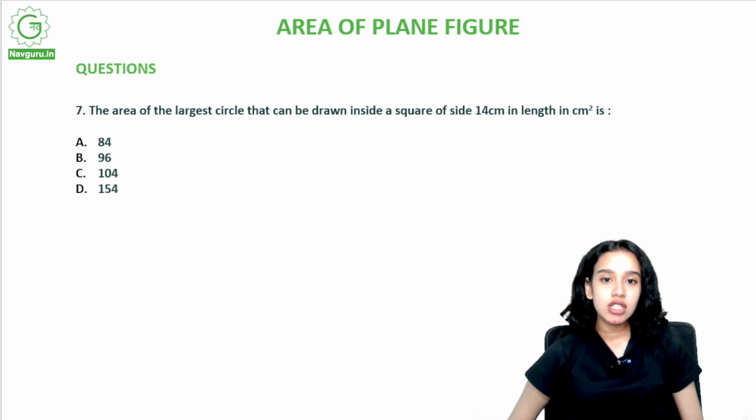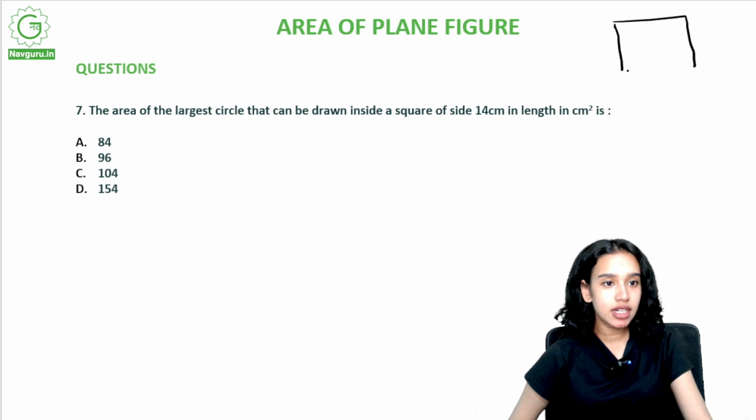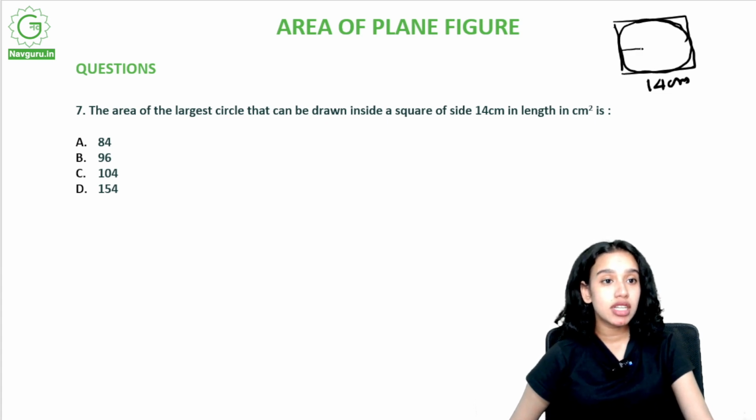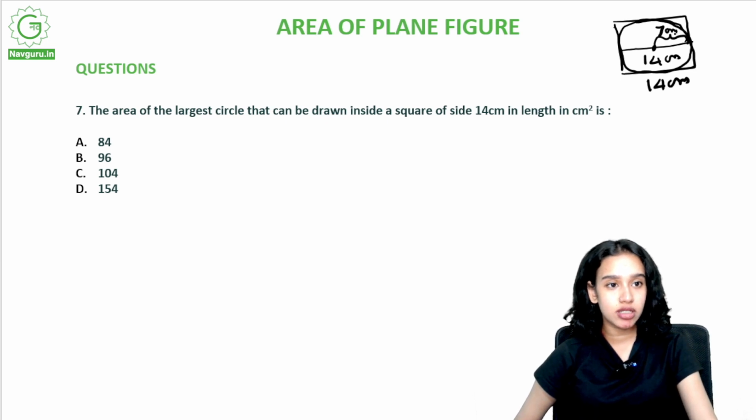The area of the largest circle that can be drawn inside a square of side 14 centimeter in length. So we have a square, and this length is 14 centimeters. Now we have to find the area of the largest circle drawn inside a square. So what does this mean? The diameter of the circle should be 14 centimeters. So what should be the radius? Radius should be diameter by 2, that is 7 centimeters.